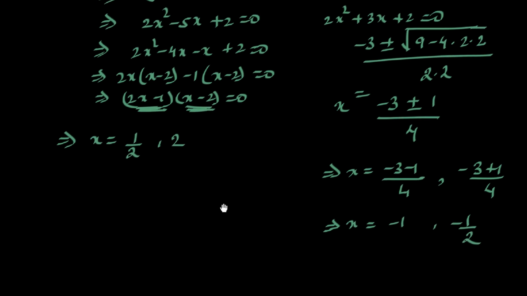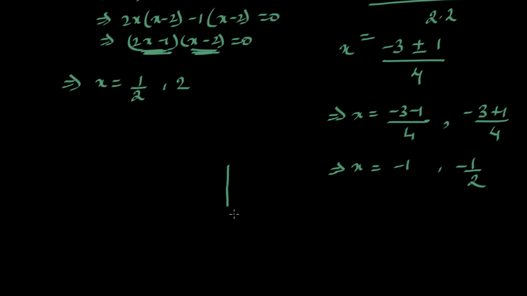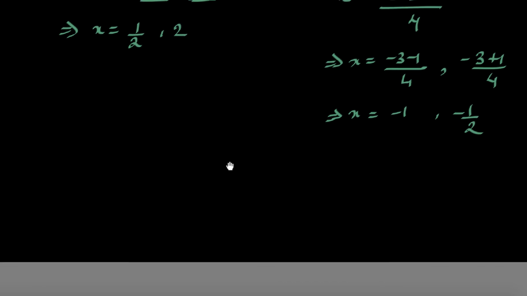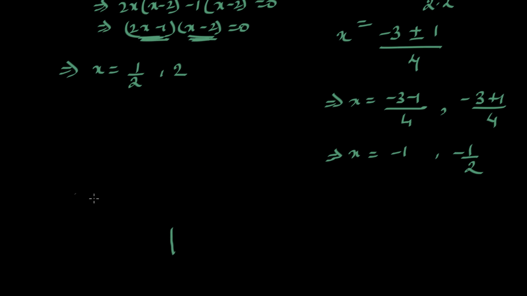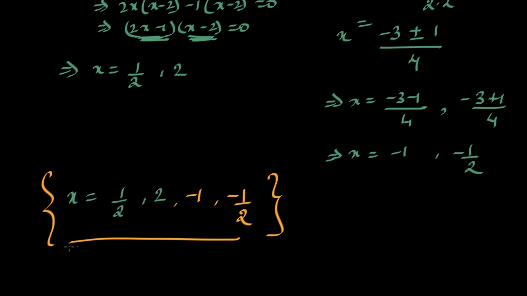So we can clearly see that we have four different solutions of x. So finally we have four solutions, and what are those solutions? x is either equal to 1 by 2, or 2, or minus 1, or minus half, and none of them is equal to 0. So we can accept all four solutions of x.